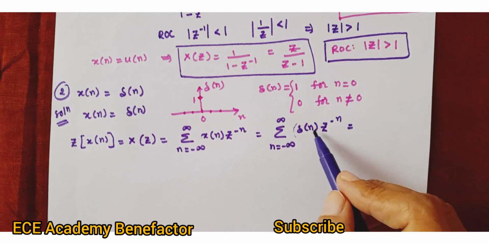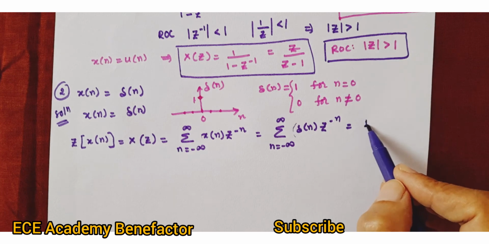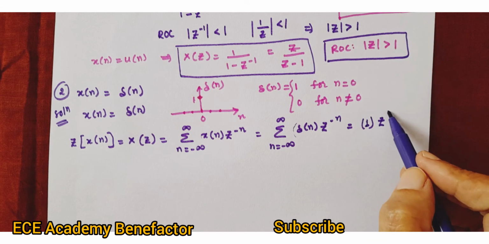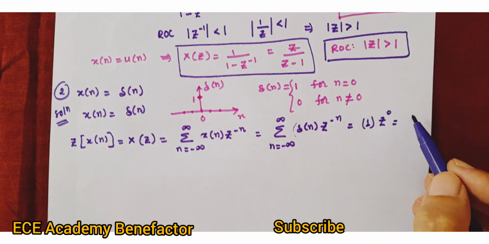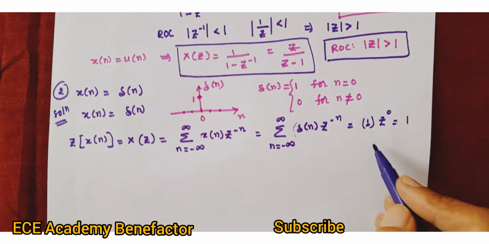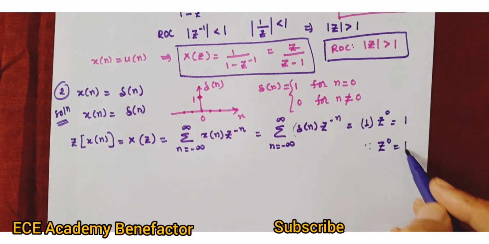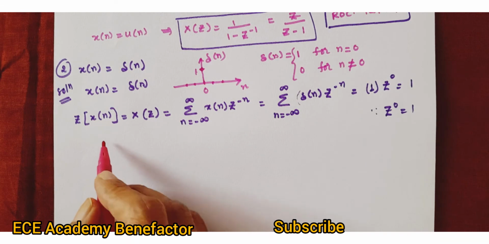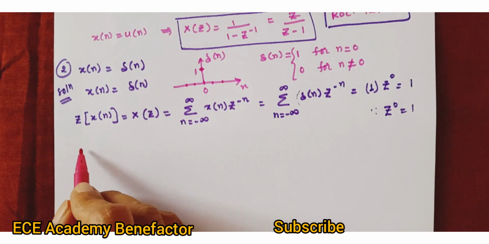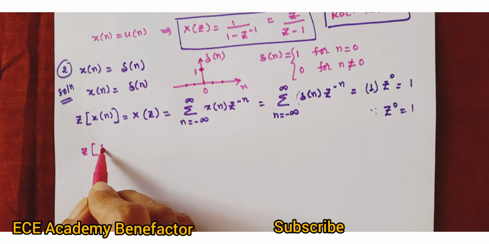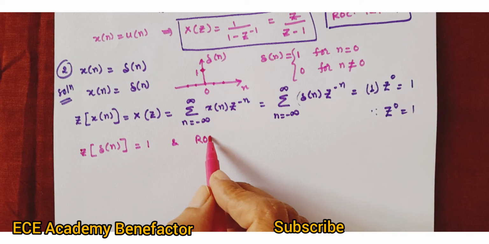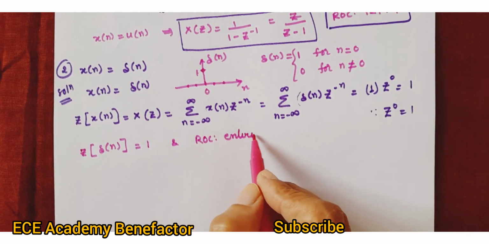So, delta of n is defined only at n is equal to 0, its value is 1. At what value of n? At n is equal to 0. So, what happens? It becomes 1 because z to the power of 0 is 1. So, what is the conclusion here? What is the ROC here? Entire z plane. So, for delta of n, ROC is the entire z plane. So, the Z transform of delta of n is 1 and ROC is the entire Z plane.